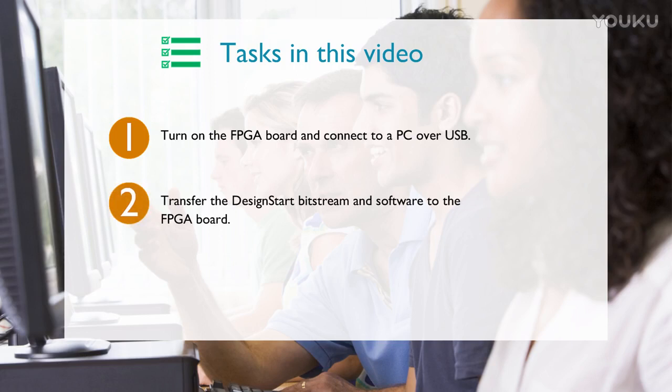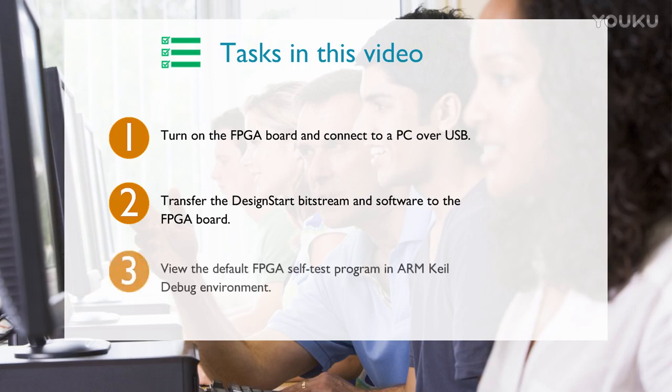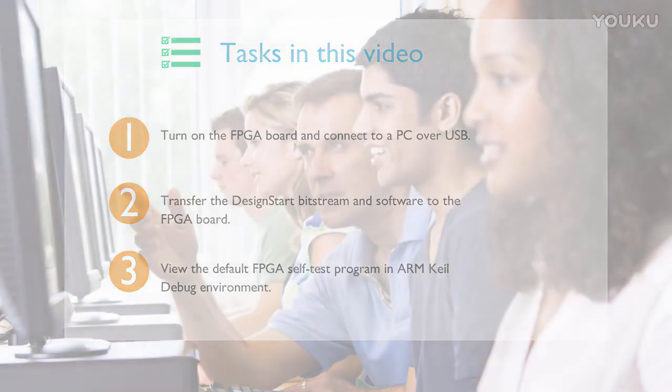Note that the bitstream is an image of the RTL compiled to configure the FPGA fabric. We'll also take a look at the directory structure of the files on the board, so you'll know where to copy your own designs to later on. Finally, we'll test the connection to the board in the Keil MDK debug environment, and in there we'll look at the Designstart FPGA self-test program that we transferred to the board in step 2.